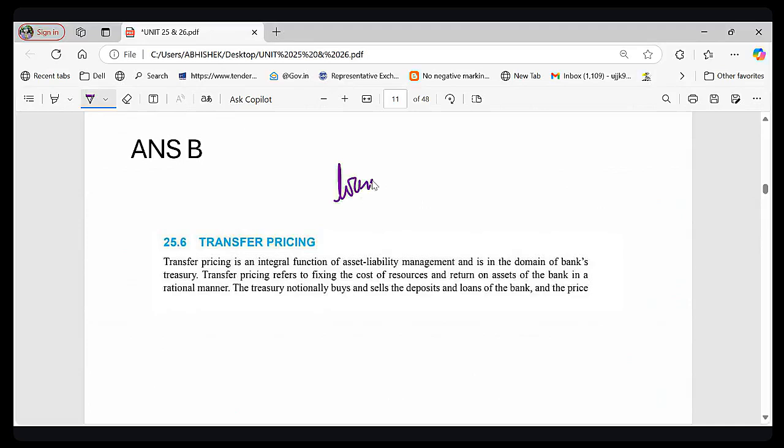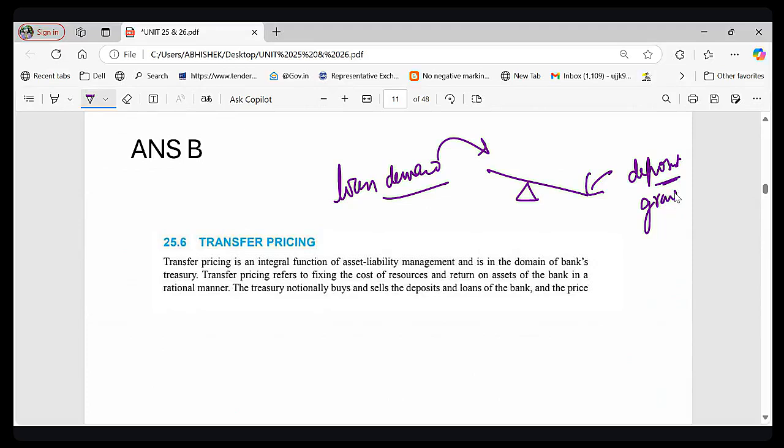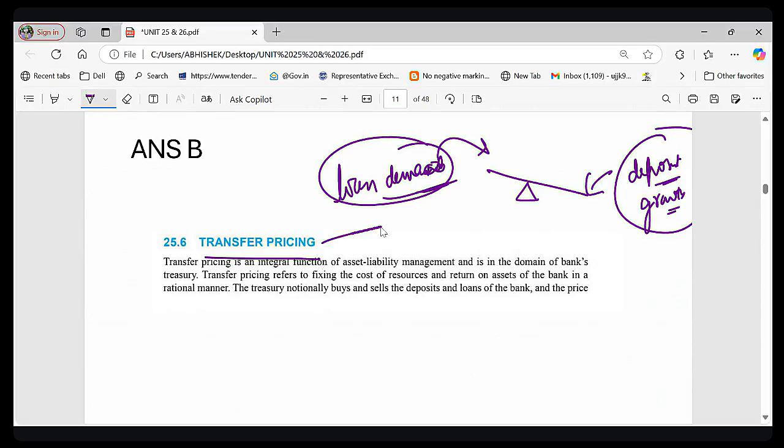On one side you have loan demand, and on the other side you have deposit growth. Suppose this is a seesaw. You might have seen a seesaw, right? Transfer pricing is very critical for balancing these two things. You want to grow deposits and increase loan demand, so how do you keep the balance between them? That is where transfer pricing comes into play. By using smart transfer pricing, Metro Bank can attract more depositors, increase its funding and support its loan growth, all while maintaining profitability.